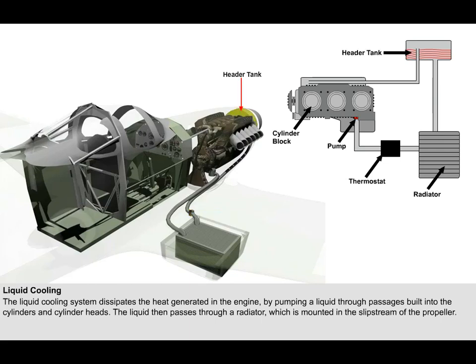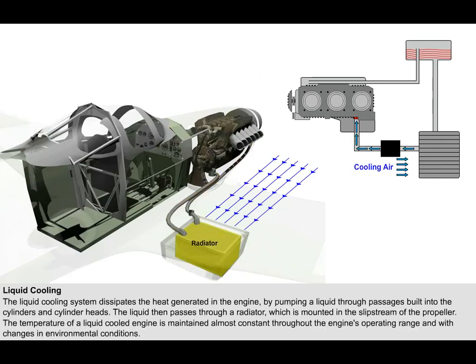A header tank acts as a reservoir for the coolant liquid. Pipes allow the fluid to flow around the system. Air flowing across the radiator dissipates the heat from the coolant to the air. Because of the operation of the thermostat, the temperature of a liquid-cooled engine is maintained almost constant throughout the engine's operating range and with changes in environmental conditions.